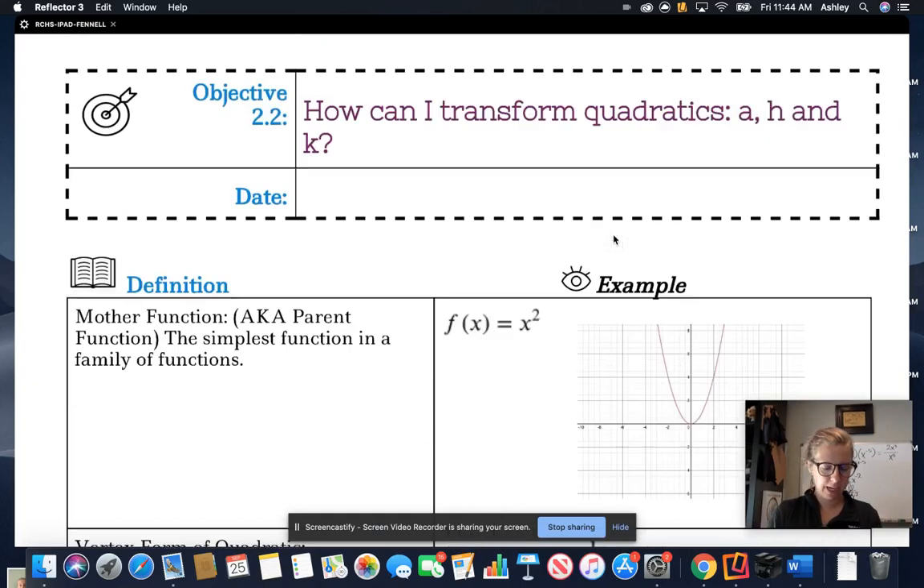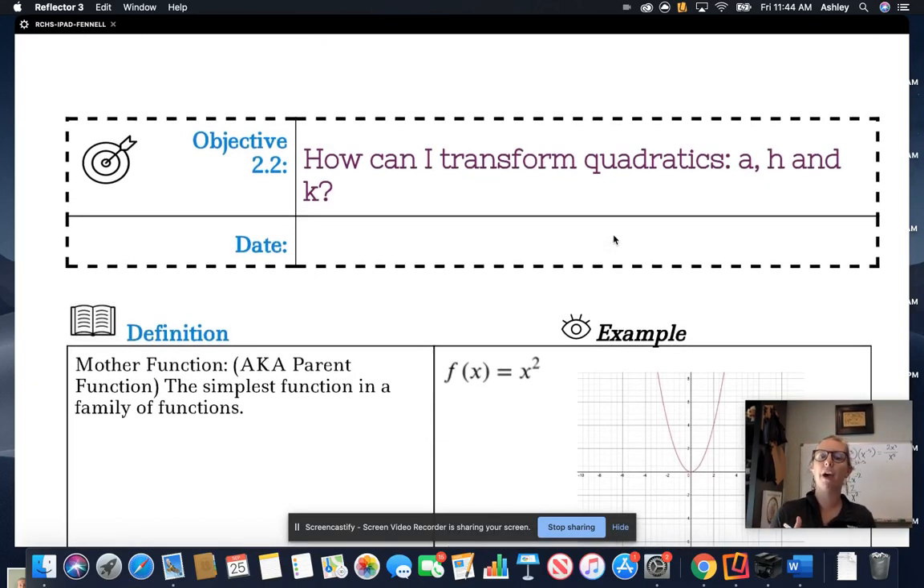Hello, lovely 3H students. Today we're going to talk about transforming quadratics, a, h, and k transformations. Hopefully this is review, but I do really want to focus on what a, h, and k do on a bigger scale because this is going to apply to all of the different mother functions we talk about.